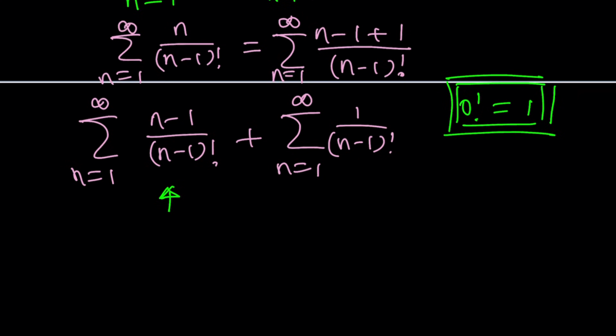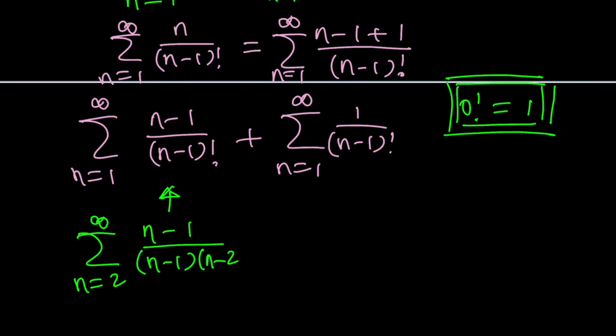So how do we manipulate this then? If n equals 1 gives us 0, you can start at 2, because the first term disappears anyway. So we might as well just turn this into 2 to infinity of this. The reason behind that is because I want to factor this. And if n equals 1, then n minus 2 factorial is going to be meaningless, because that will be negative 1 factorial. Uh-oh, that's a no-no. You don't want to go into that territory, right? So that's why we had to change the index. That's a little trick again. This is what we get as a result.